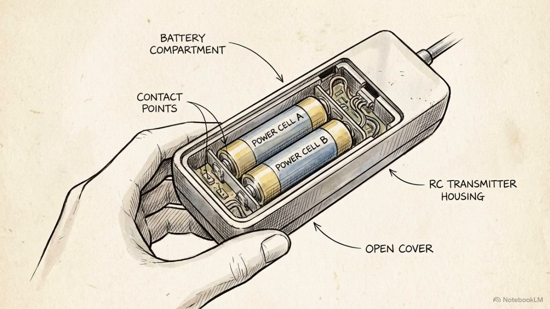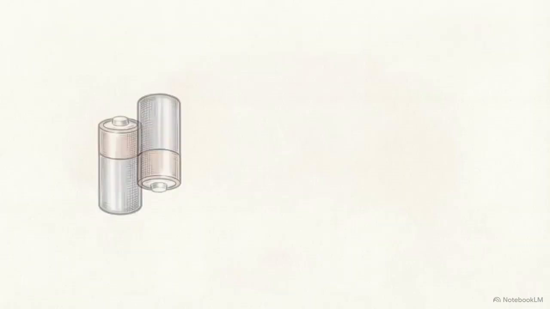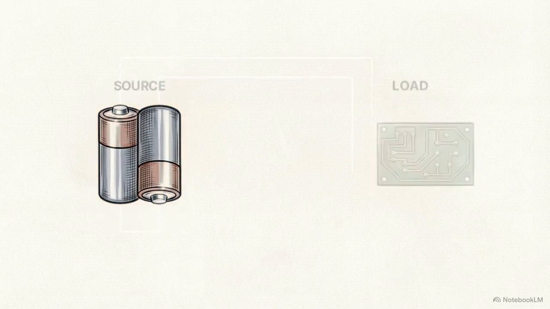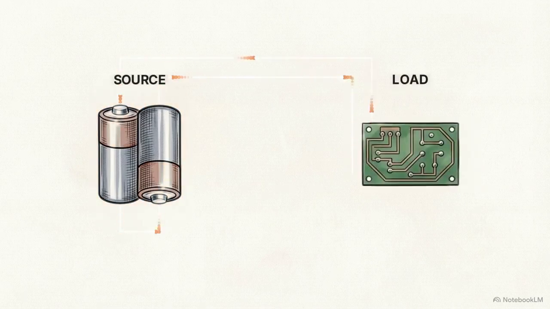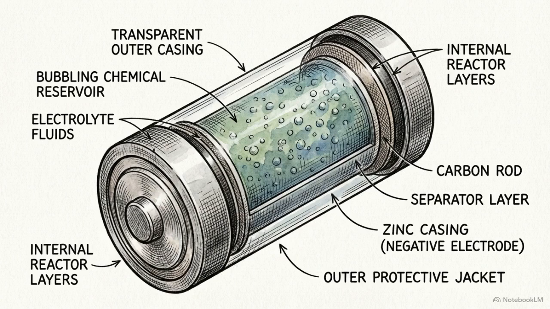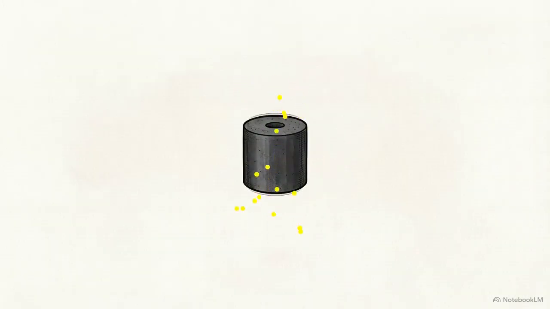Opening the battery compartment reveals the first layer of the system, the electric cells. Understanding the physics of these basic cells allows you to identify exactly where that power flow is failing. An electric cell is a self-contained chemical reactor. Inside, stored chemicals react to generate a steady stream of electrons.